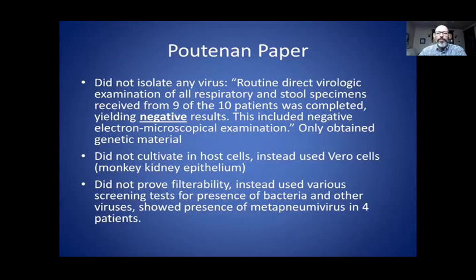And here's a quote from the article: "Routine direct virologic examination of all respiratory and stool specimens received from 9 of the 10 patients was completed, yielding negative results. This included negative electron microscopical examination." So what they actually followed the right procedure here to do this, that they took the lung and stool specimens in this case and actually did try to purify those and look at those under a microscope, but they did not see anything. So that was a negative isolation.